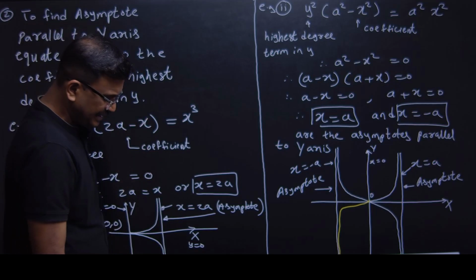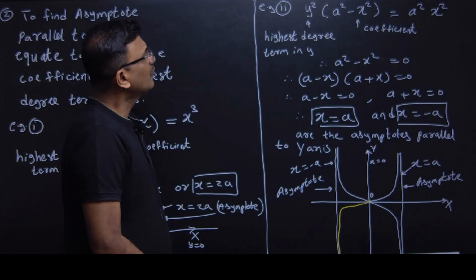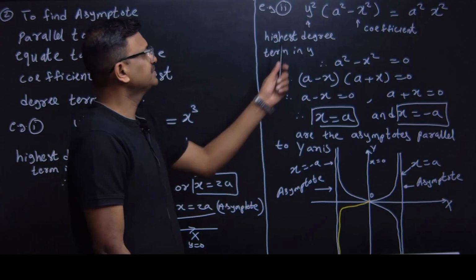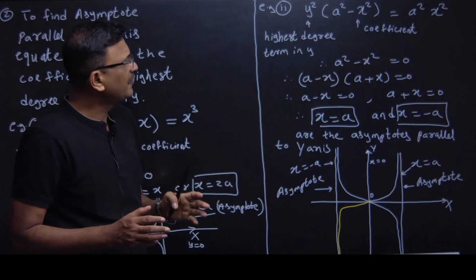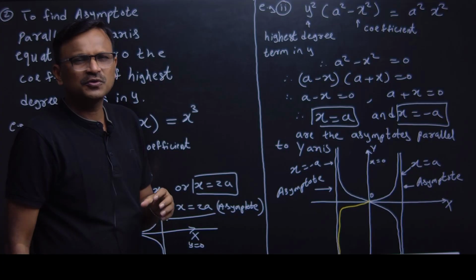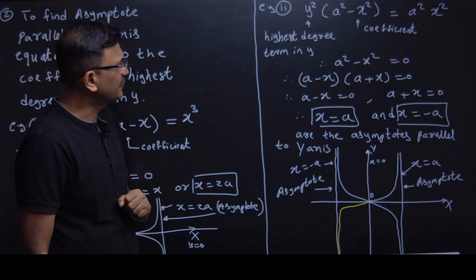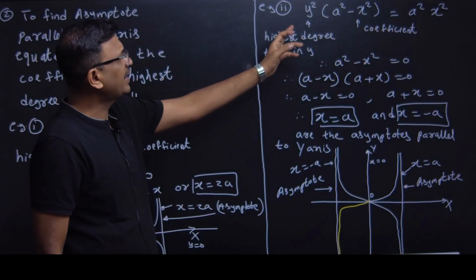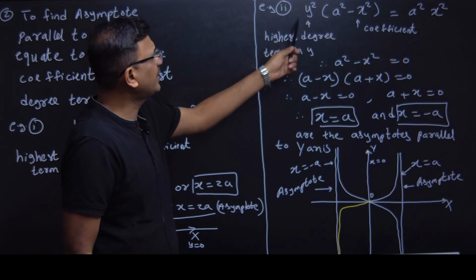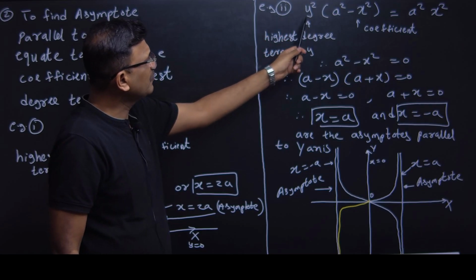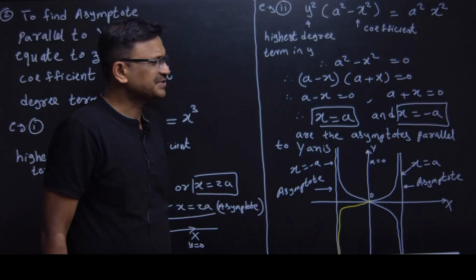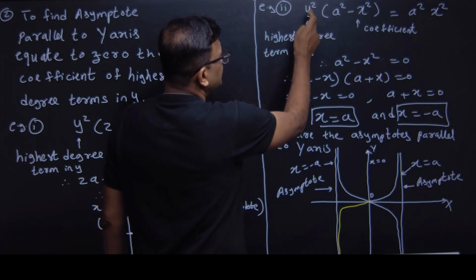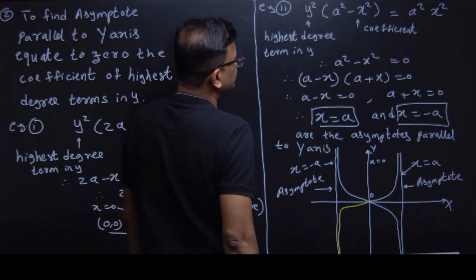Similarly, in this next example, y square into bracket a square minus x square is a square into x square. In this example, our aim is to find asymptote parallel to y-axis. For that, we see what is the highest degree term of y in the equation. You can see that there is only one term of y, that is y square. Coefficient of y square is a square minus x square. You see, highest degree term in y in this equation is y square. Coefficient of that is a square minus x square.